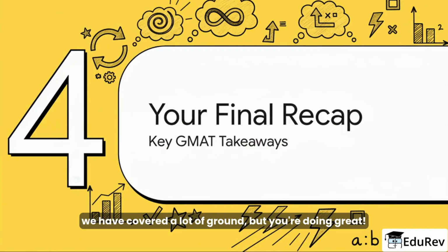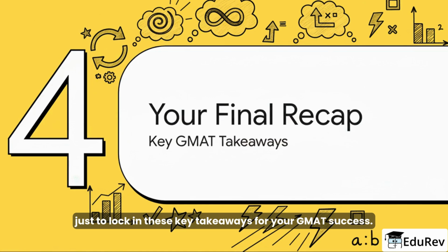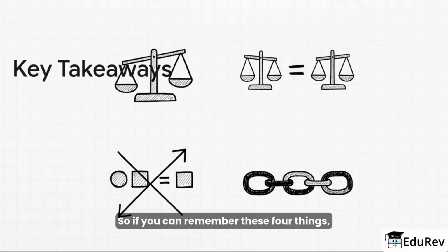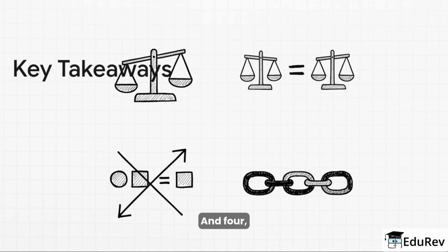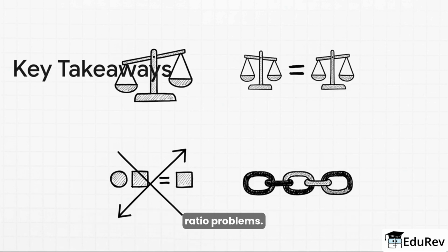Wow, we have covered a lot of ground, but you're doing great. So let's do a quick recap just to lock in these key takeaways for your GMAT success. So if you can remember these 4 things, you are going to be a GMAT ratio master. Number 1, a ratio is just a comparison. 2, a proportion means those comparisons are equal. 3, the golden rule, cross-multiply to solve. And 4, that chain method is your secret weapon for those linked ratio problems.